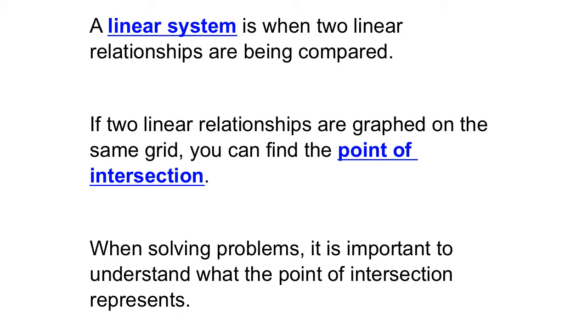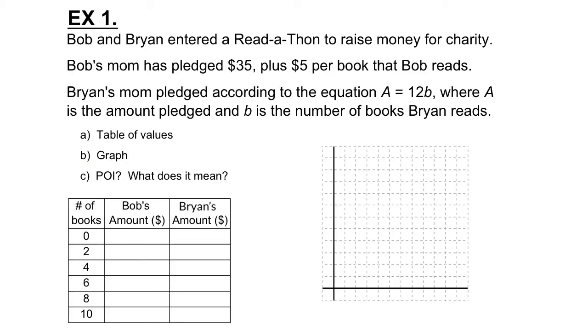So, two main ideas here. You need to know what a linear system is. Basically, you're graphing two lines on the same grid, and you're comparing those two things. The point of intersection is where those two lines cross, and that actually means something in the context of problem solving. So let's clarify that with an example.